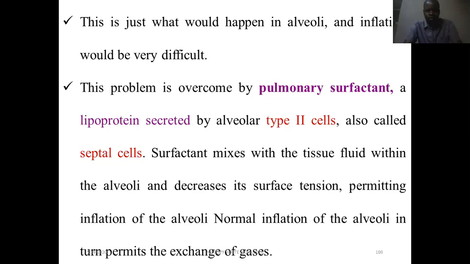This problem is overcome by pulmonary surfactant, a lipoprotein secreted by alveolar type 2 cells, also called septal cells. Surfactant mixes with the tissue fluid within the alveoli and decreases surface tension, permitting inflation of the alveoli and normal pressure of the alveoli, in turn permitting exchange of gases, which I will explain.